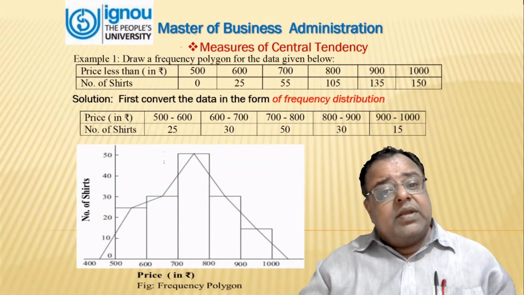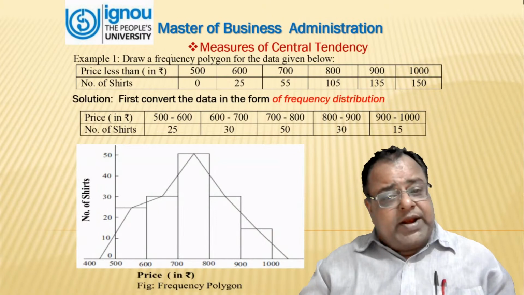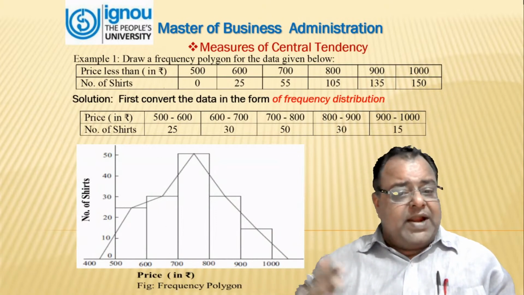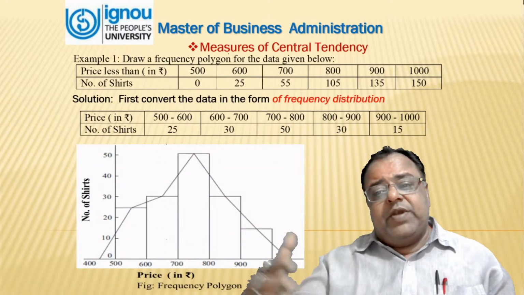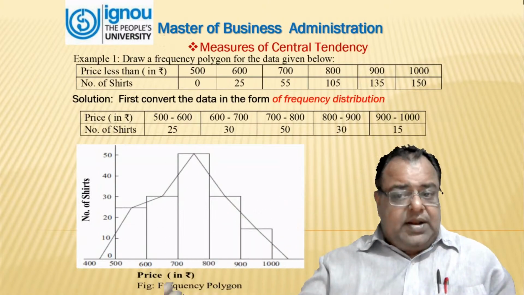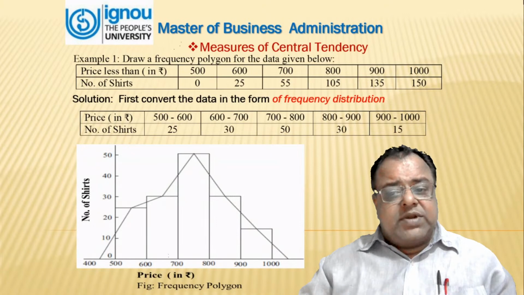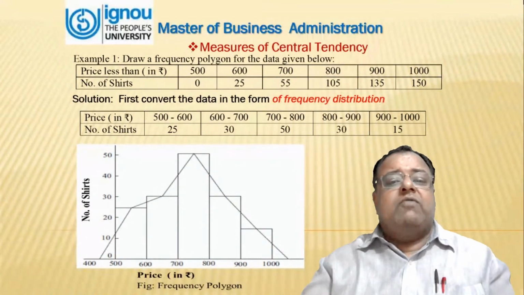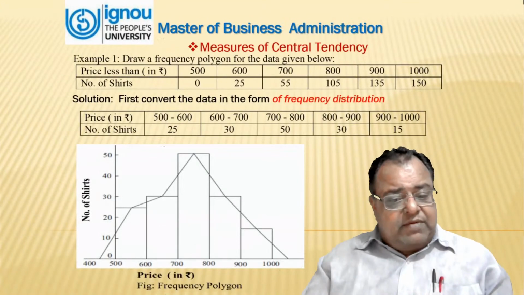That means 25 is included in it. So we will be subtracting 25 from 55, we will get 30. And similarly, moving on till 900 to 1000, we will see that for that price range, 15 shirts are there. Now, we will be converting this into the graphical form.